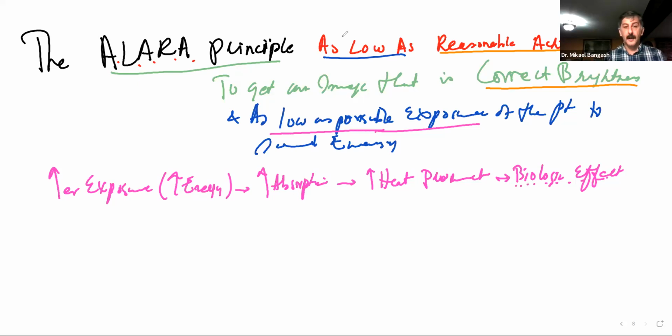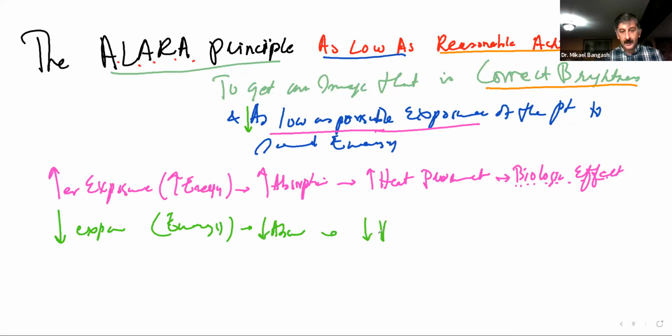So mainly due to that, we will still want to keep the exposure of energy as low as possible. Primarily to reduce the amount of energy that will be absorbed, which means lesser heat production. Because that lesser heat production will lead to a lesser likelihood of biologic effect, or bioeffect, as you call it.